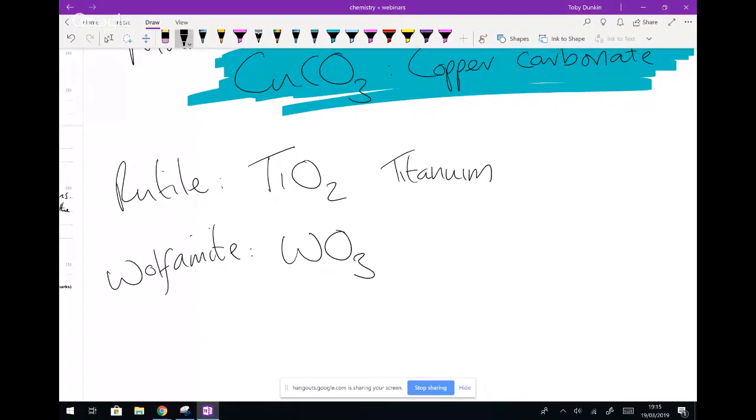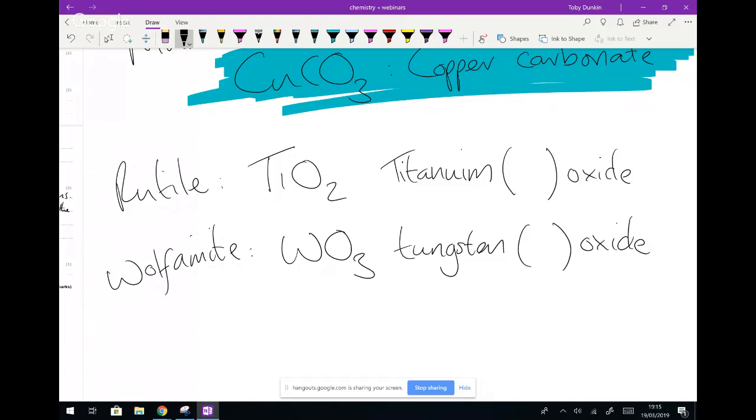Year 11, first question. What Roman numeral goes in that bracket, please? And second question, same thing for tungsten. This is tungsten. What Roman numeral goes in those two brackets? Three accolades up for grabs.